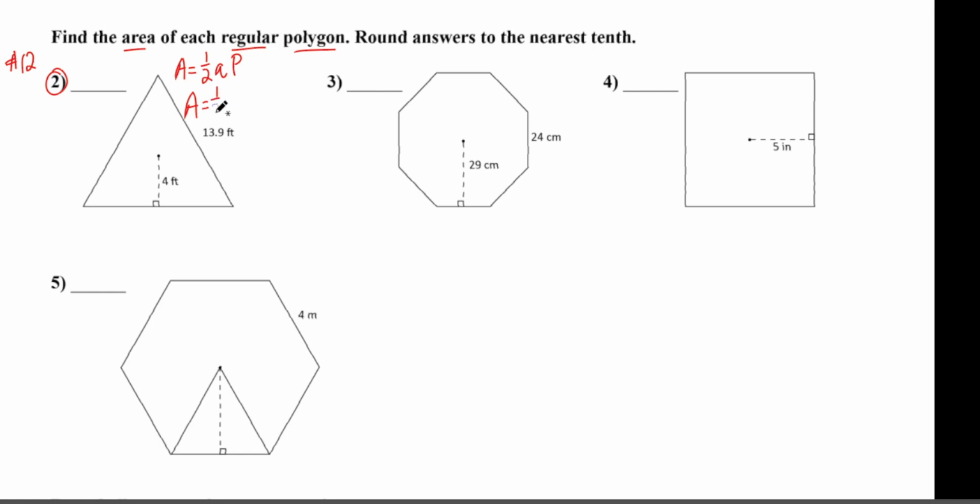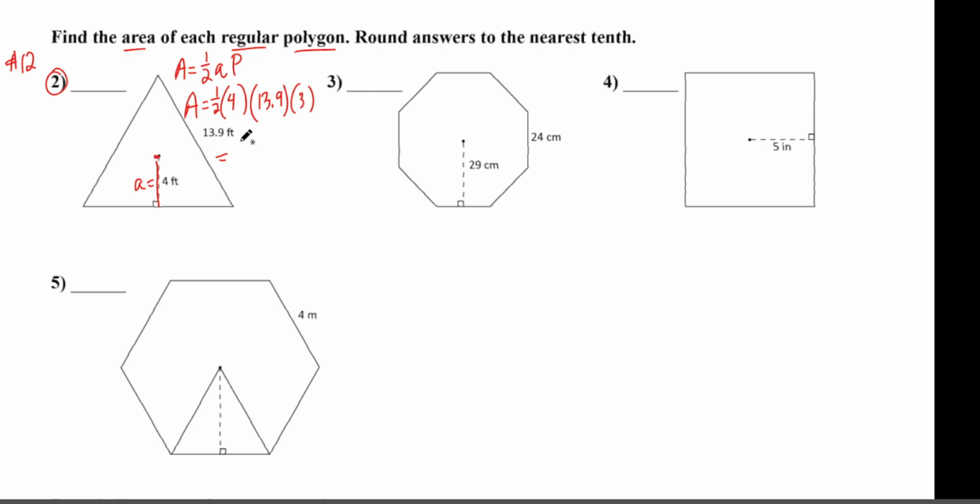So it's 1/2 times the apothem. They give you the apothem right here. What is the apothem? It's 4, right? The apothem goes from the center of that polygon perpendicular to one of the sides, okay? So that's the apothem. Call it A. So we put the 4 right here. Times the perimeter. We already talked about that. What is it? It's 13.9 what? Times 3. And you're just going to take all that stuff, put it into your calculator.